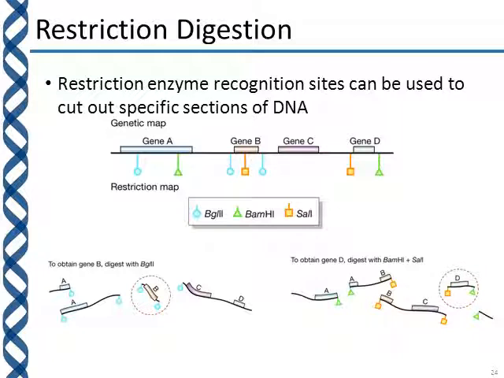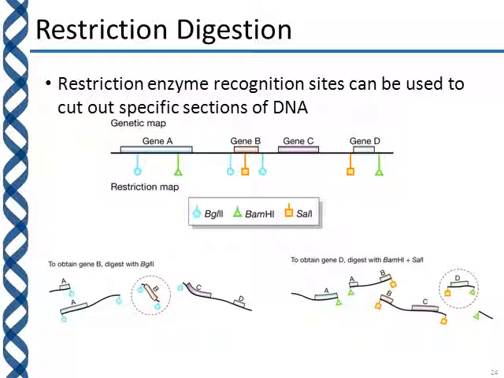Now let's talk about restriction digestions. Restriction enzyme recognition sites can be used to cut out specific sections of DNA. In this example, we show a section of DNA which contains 4 genes, gene A, B, C, and D. So if, for example, we wanted to obtain gene B, in this case we're looking at this section of DNA potentially being cleaved with 3 different endonucleases: BglII, BamH1, and SalI.